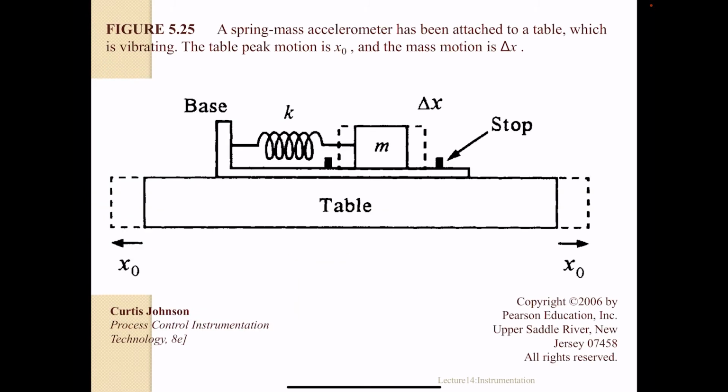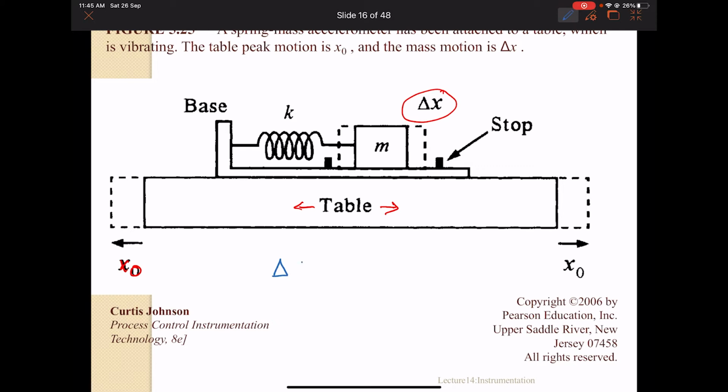This diagram illustrates the spring mass accelerometer on a vibration table. So the vibration table here vibrates with the maximum amplitude of x naught. The vibration will cause the seismic mass in the accelerometer to displace by delta x. Delta x can be calculated using the equation m over k x naught omega square sine omega t.